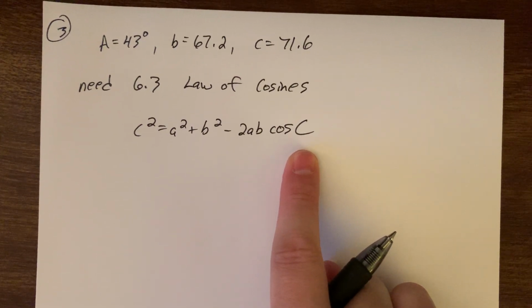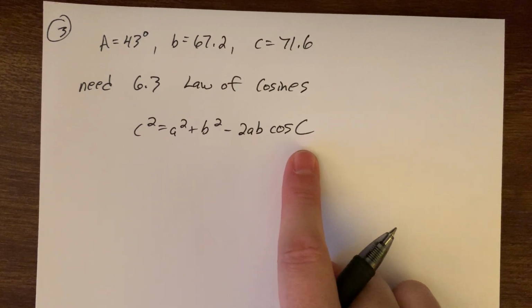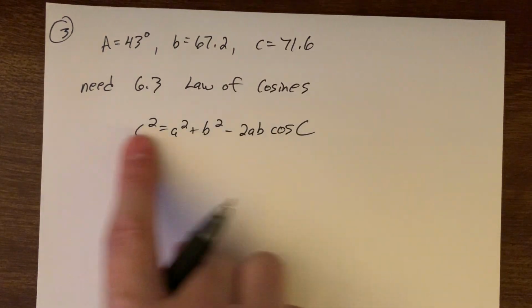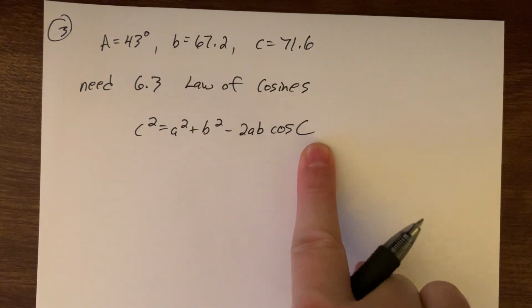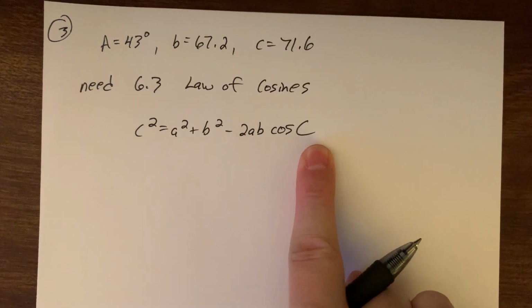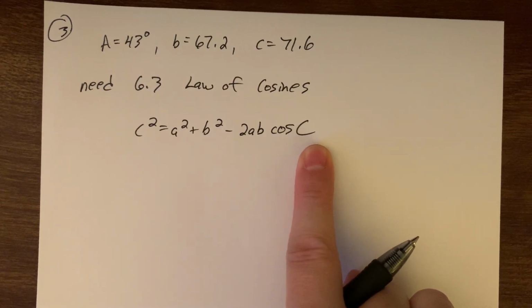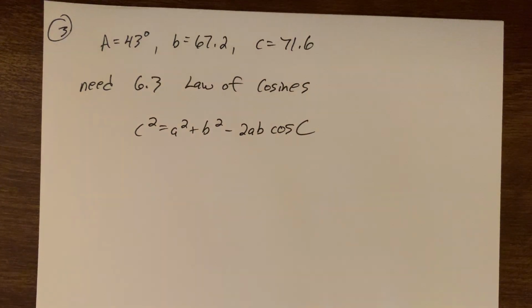Now, this goes in all different situations. If I knew all 3 side lengths, if I knew the lengths of A, B, and C, I could use this to solve for cosine of angle C. And then I could use law of sines to get angle B, and then just use the sum of the triangle angles to get angle A. That's one way that this can go.